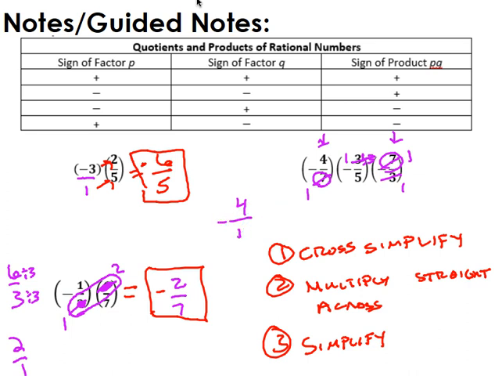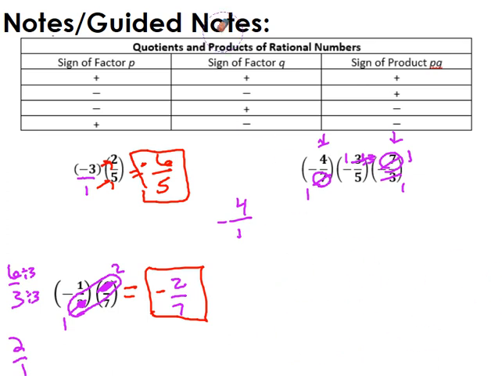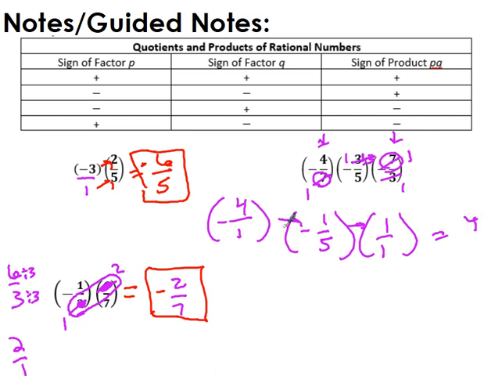I'm going to erase this because you should have it by now. The next one is, so I have negative 4 over 1. This one is negative 1 over 5. And this last fraction is 1 over 1. So I'm really just multiplying 4 times 1 times 1, which is 4. 1 times 5 times 1, which is 5, which is 4/5. And I'm done. I don't have to simplify because I did all my simplifying earlier with really small numbers.